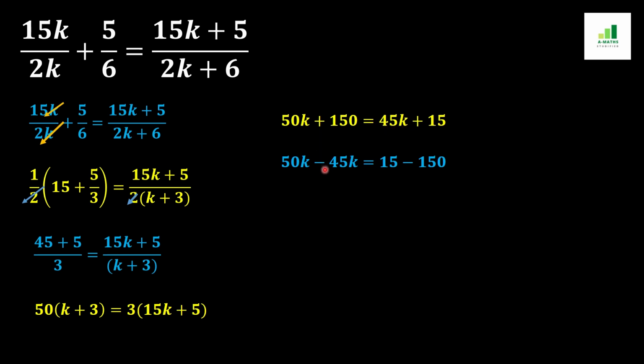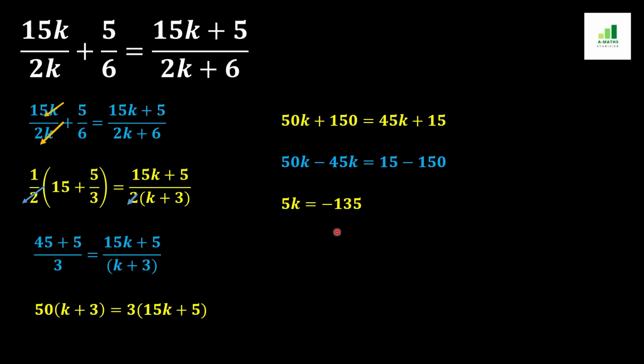Now in the next step, this plus 45k will move to the other side of the equation, and it will convert to minus 45k, and this 150 which has the positive sign will move to the other side of the equation, and it will convert into minus 150. Now in the next step, 50k minus 45k will be equal to 5k, and this 15 minus 150 will be equal to minus 135.